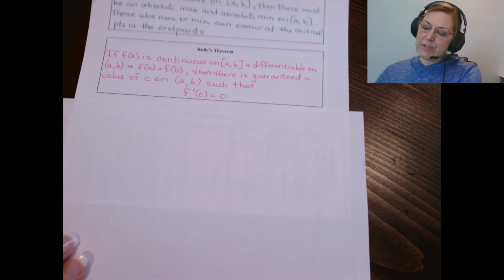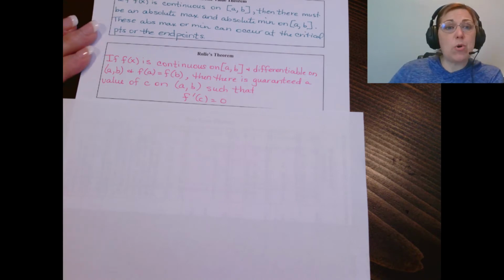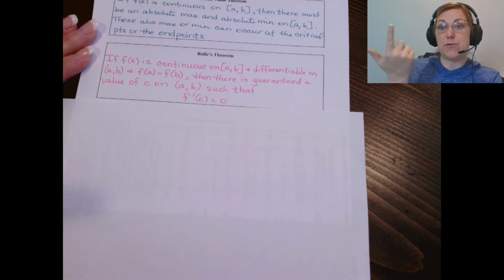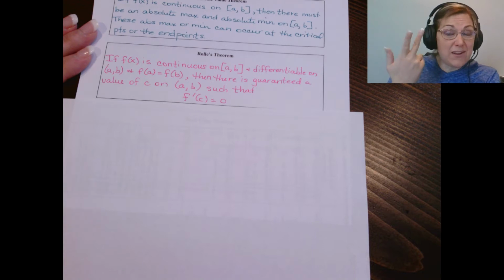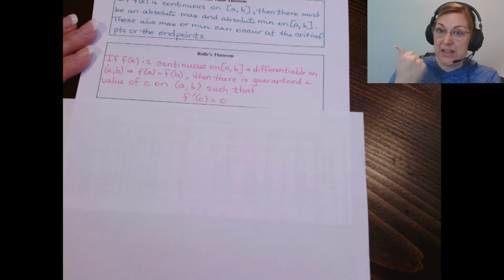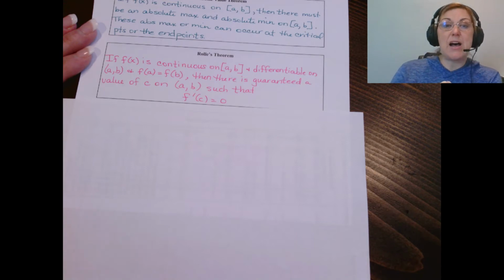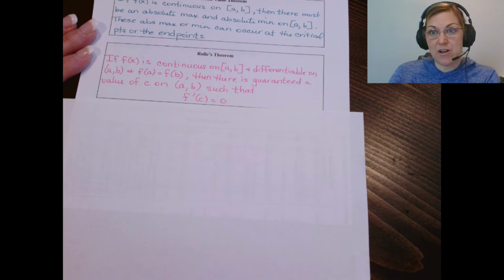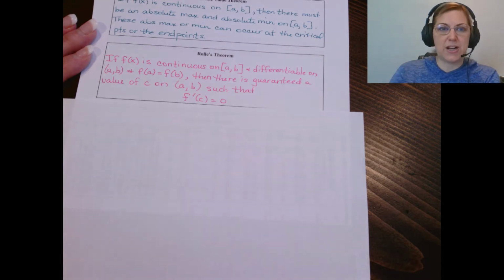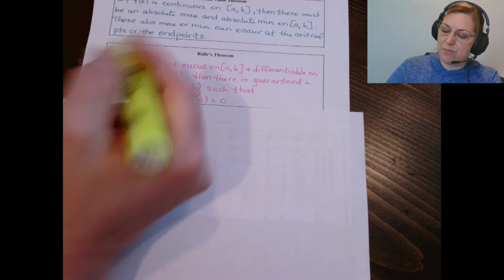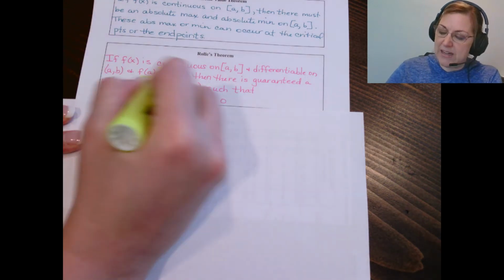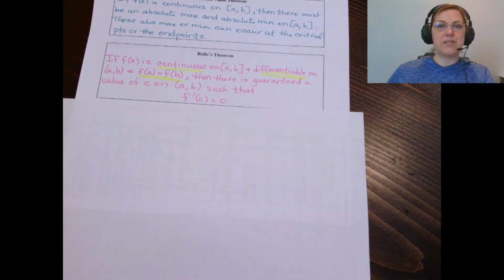Then we had Rolle's theorem. Rolle's theorem told us that if we're continuous and differentiable and the y values at our endpoints are equal, then we're guaranteed to have a derivative equal to 0 somewhere on the interval. Now remember, Rolle's theorem was just a specific case of the mean value theorem. So when we looked at the mean value theorem, we saw a little bit more broad application. But the key with Rolle's theorem is you got to be continuous, you got to be differentiable, and those y values have to be equal to each other in order to apply Rolle's theorem.